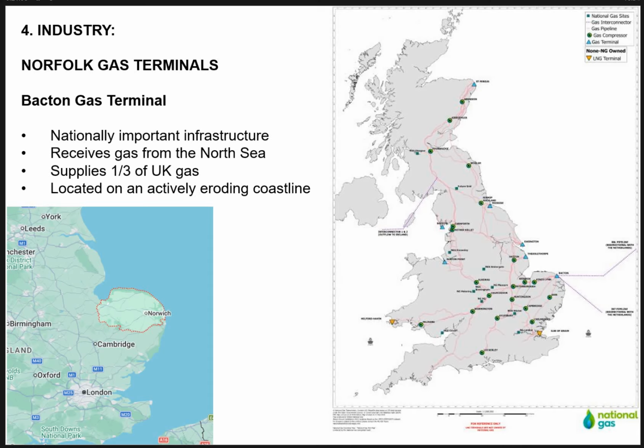This is a really important piece of national infrastructure. The map on the right hand side shows the gas interconnector pipes around the UK. This gas terminal receives gas from the North Sea and supplies a third of UK gas. However, it is located on an actively eroding coastline due to the physical processes. Now into the physical geography, the physical processes that occur on this coastline.